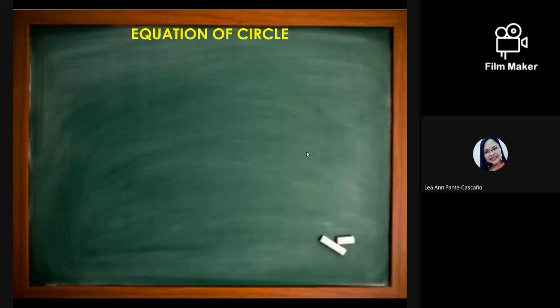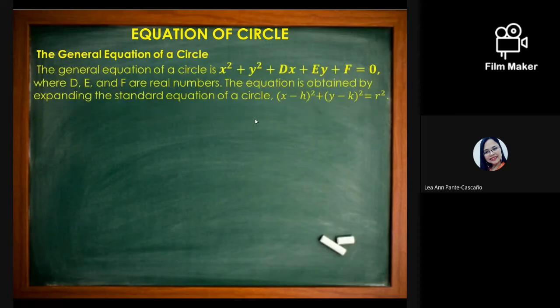Okay, let's have another equation of a circle. The general equation of a circle. The general equation of a circle is x squared plus y squared plus dx plus ey plus f equal to 0, where d, e, and f are real numbers. The equation is obtained by expanding the standard equation of a circle. Ito po yun yung ginamit natin kanina. This is a standard form of a circle. Standard equation of a circle.